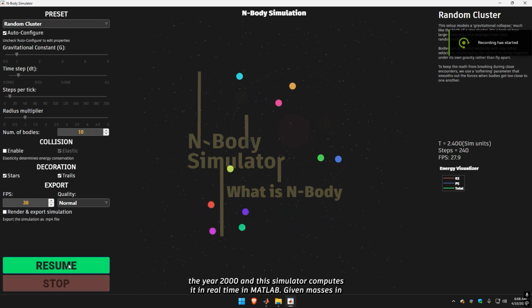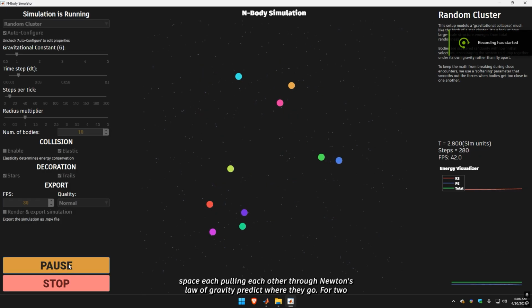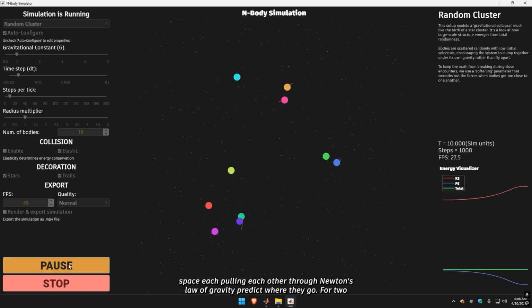It was proven to exist mathematically in the year 2000, and this simulator computes it in real time in MATLAB. Given n masses in space, each pulling each other through Newton's law of gravity, predict where they go.